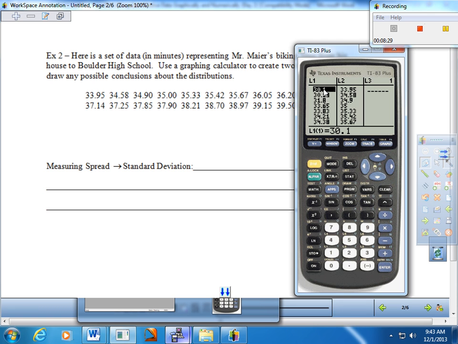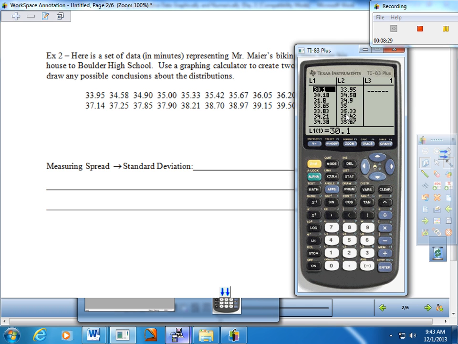So this one is the one from example 1. This is in the afternoon, me riding from Boulder High School to my house. This would be from example 2. And this is in the morning, me going from my house to Boulder High School. All right, great. Pause for a sec, get them in, and then I'll get rolling on my piece.